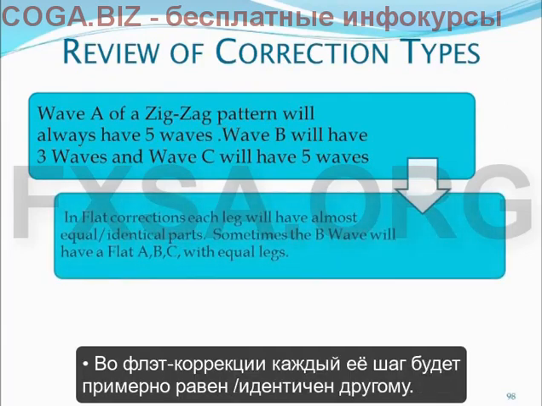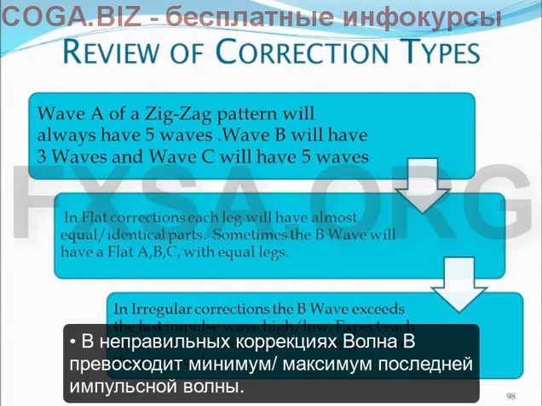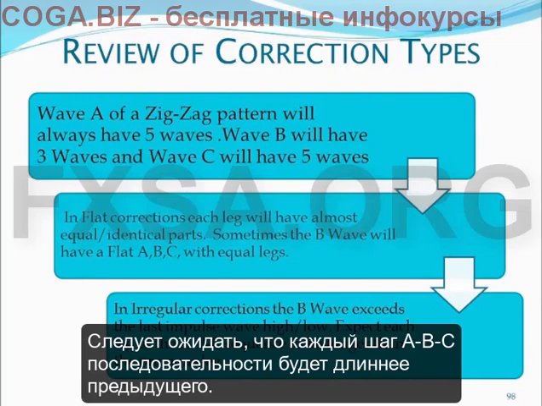In flat corrections, each leg will have almost equal or identical parts. Sometimes the B wave will have a flat ABC with equal legs. In irregular corrections, the B wave exceeds the last impulse wave, high or low, and you should expect each leg of the ABC sequence to be longer than the previous one.